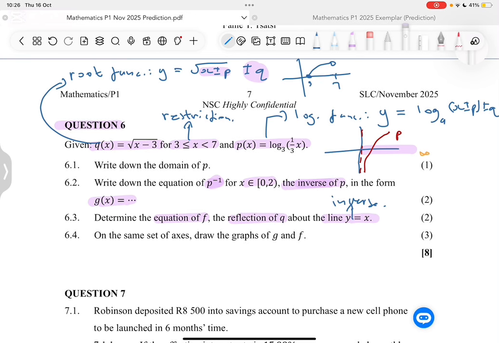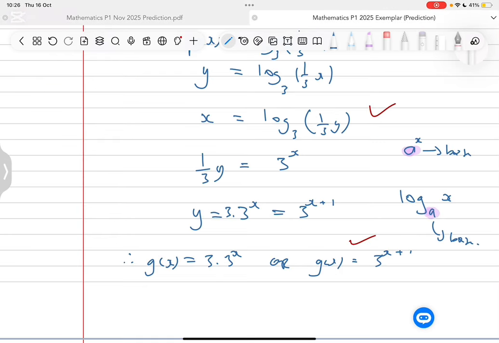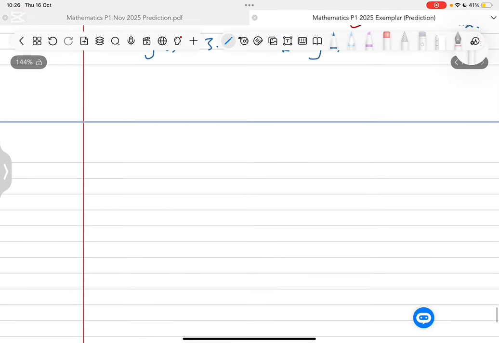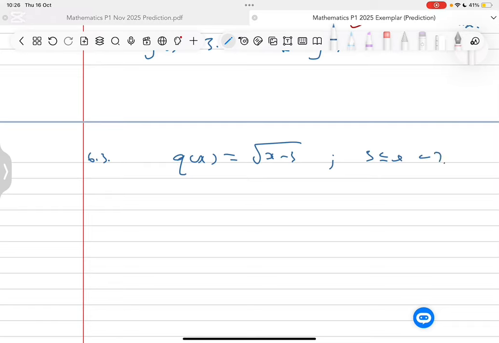So this means here I'm going to take the function q that we have here. So we are under 6.3. I'll say the function q of x, which was defined by the square root of x minus 3. And this function, remember, was defined for 3 is less than x and x is less than 7. So there's this restriction, remember, that's the domain.